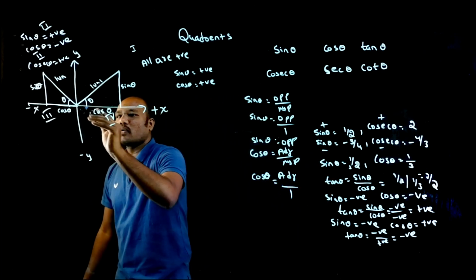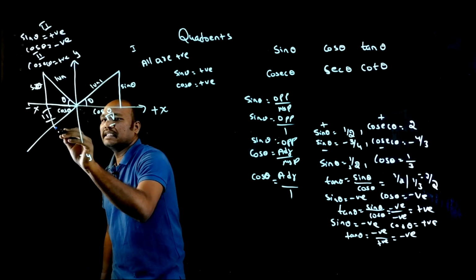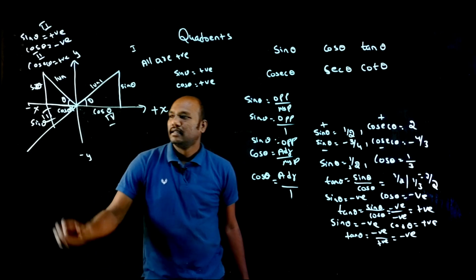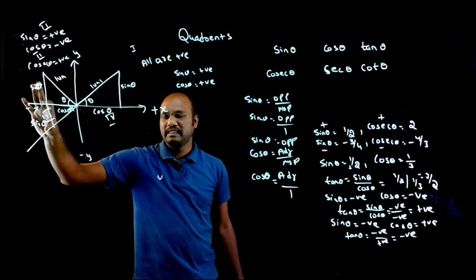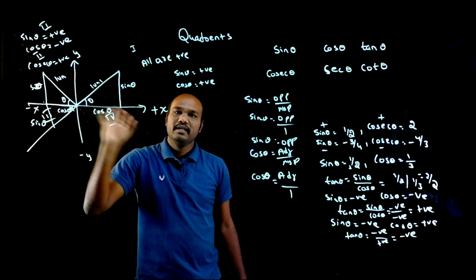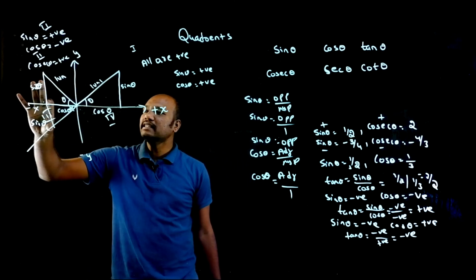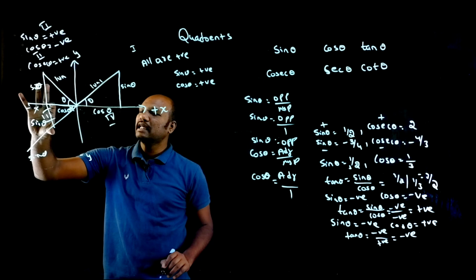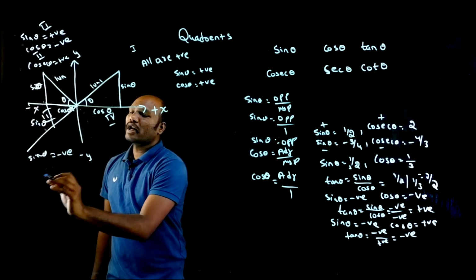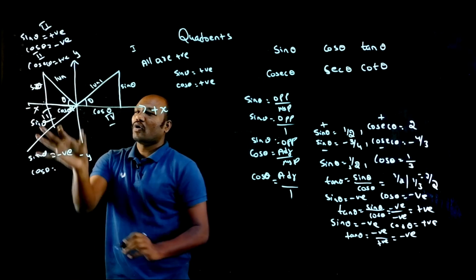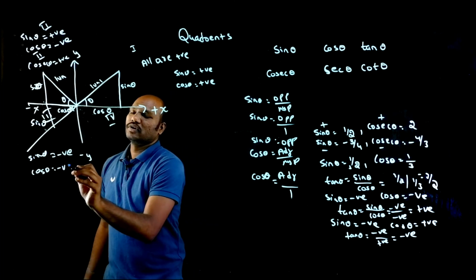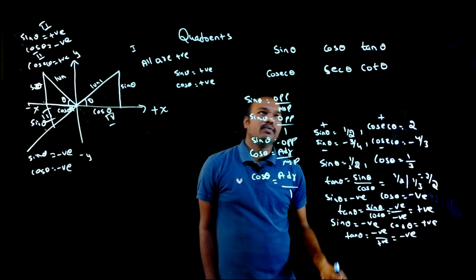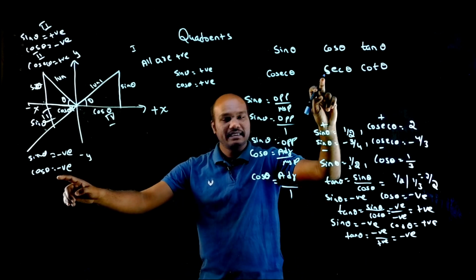Okay, let's go to quadrant 3. If this is theta, this will become sin theta. This is cos theta already. So now in the third quadrant, what about sin theta? In the sin theta, this is negative. What about cos theta? Cos theta is also negative. If sin theta is negative, cosecant theta is negative. If cos theta is negative, secant theta is negative.